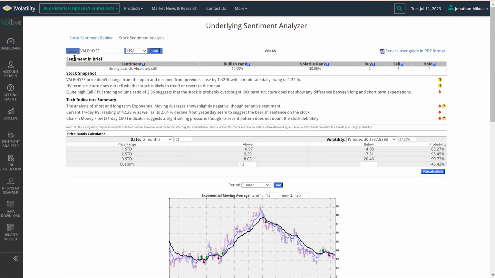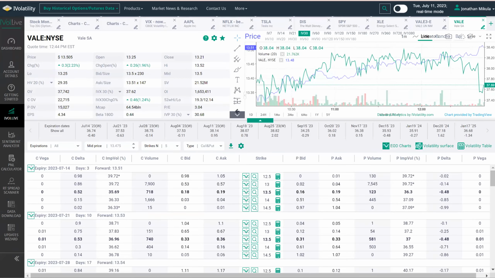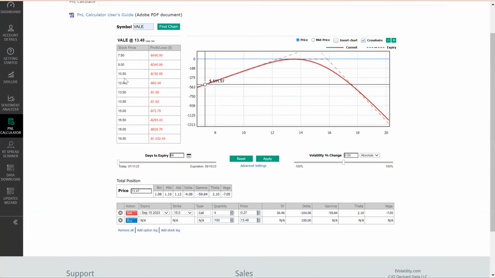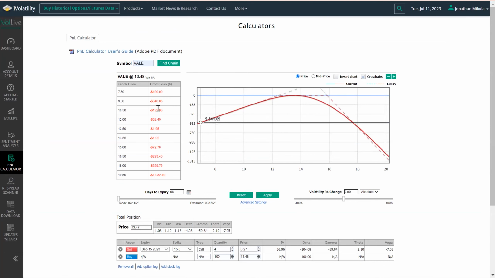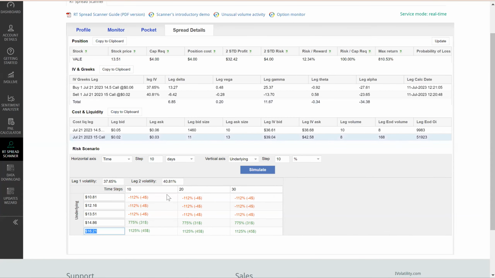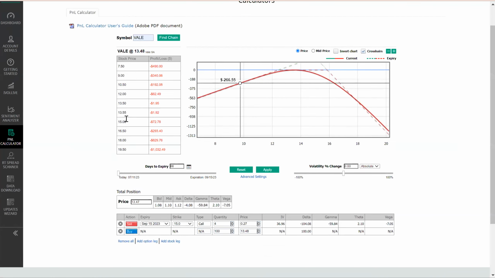Next Tuesday, we'll go deep into the sentiment analyzer. And then again, today we covered the P&L calc, and how to find a trade, which we used Vale for, and then the different scenarios to run through the P&L calculator, and then a hack to get to the P&L calc within the real-time spread scanner. And that's what you'll find with IVolLive. There's always a couple different ways to look at the data and analyze and riff with the data. So that's what I wanted to demonstrate today.